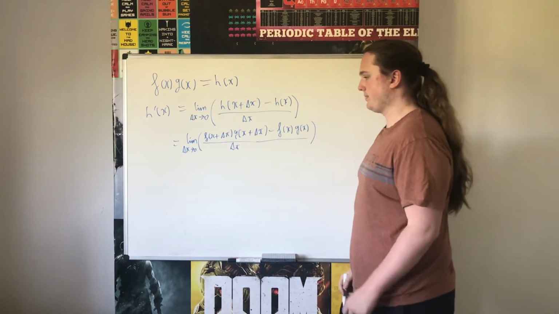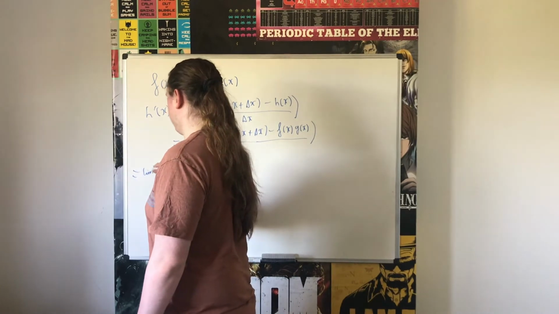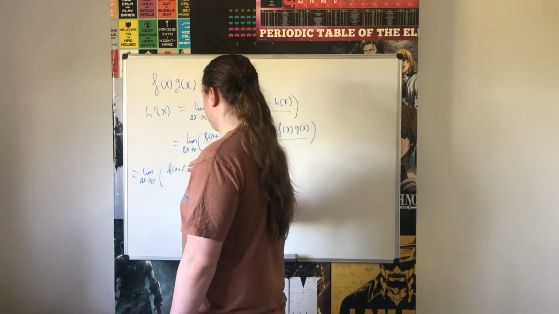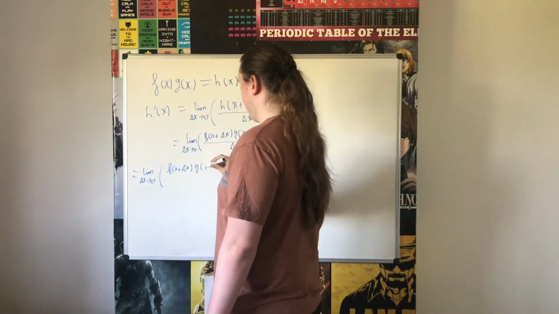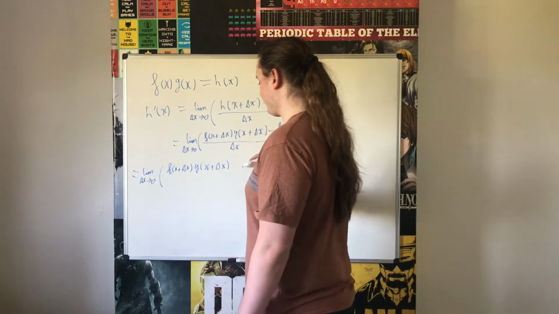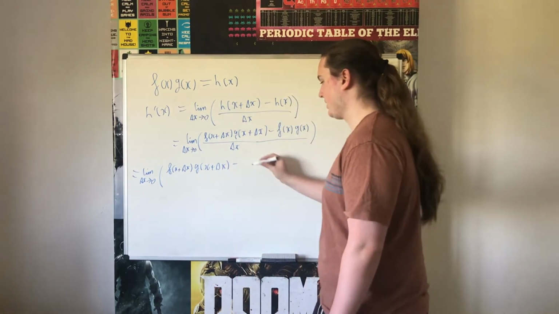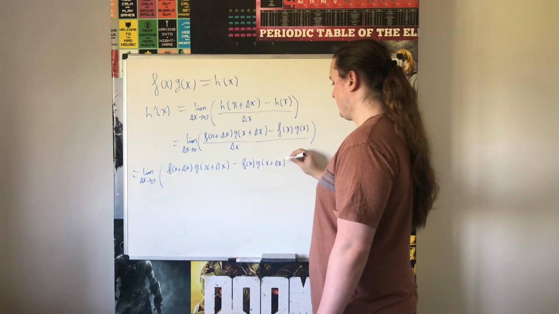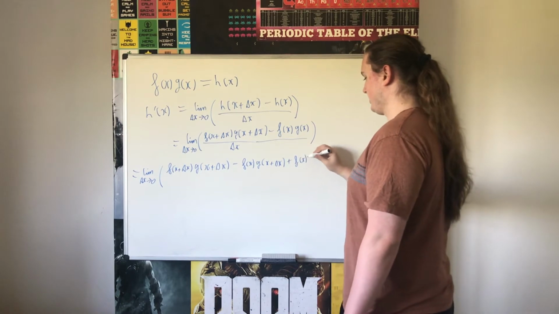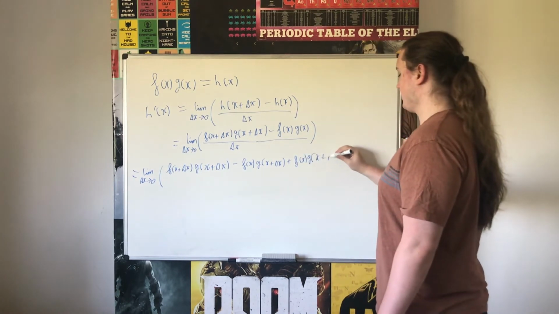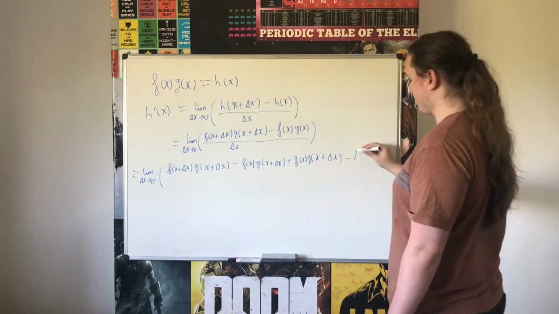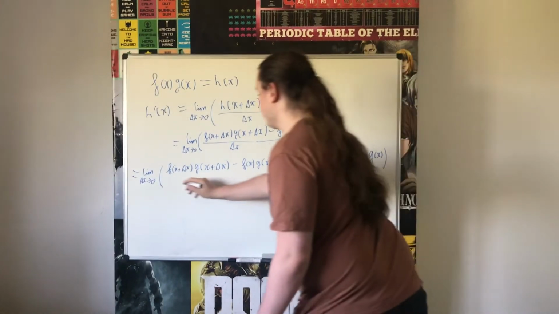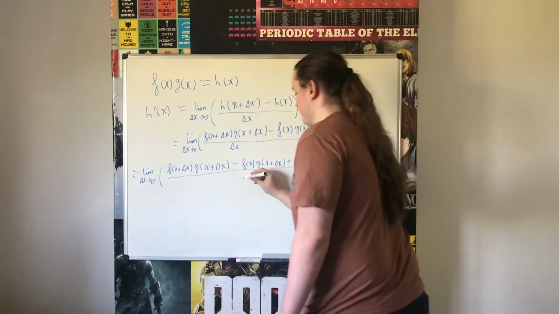Now what we can do here is say that this is the same as the limit as delta x approaches 0 of f of x plus delta x times g of x plus delta x, and now we're going to subtract f of x times g of x plus delta x, and then we're going to add f of x times g of x plus delta x, and then we're going to subtract f of x times g of x, and this whole thing is over delta x.